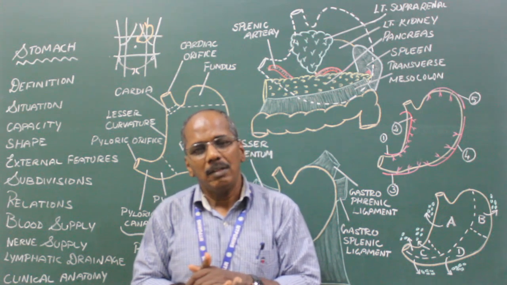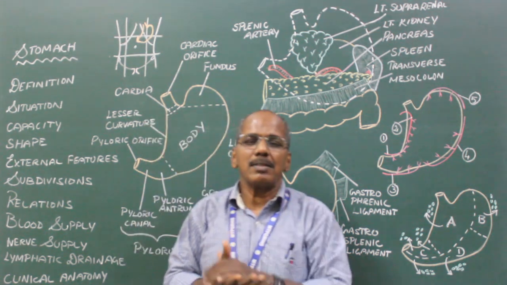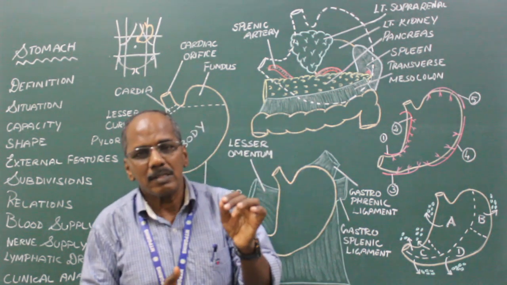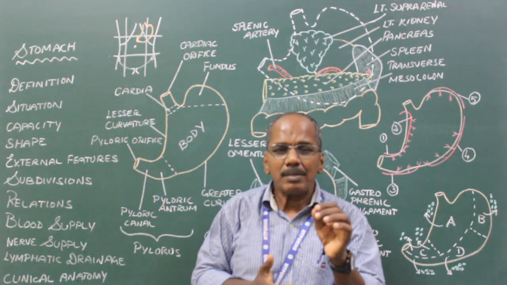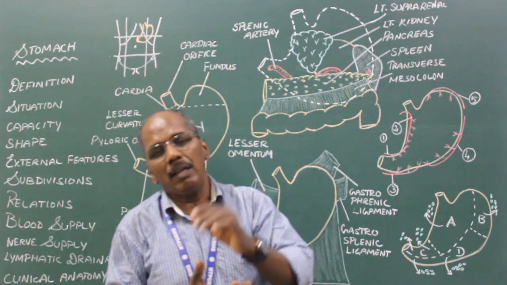Nerve supply. The stomach has both sympathetic and parasympathetic nerves. Sympathetic is derived from T6 to T10 segments of the spinal cord. The parasympathetic is by right and left vagal nerves.